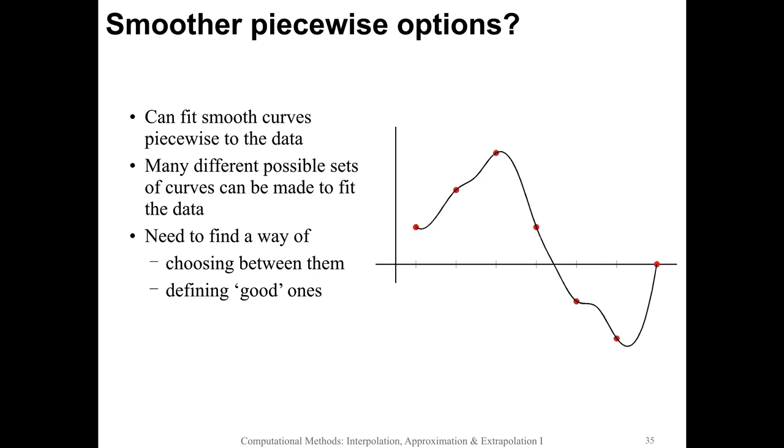So the next question we can ask is whether there are some other options that are a bit smoother but still piecewise. In other words, can we get a set of smooth curves that we can fit piece by piece along the intervals of our data? Now the slight difficulty here is that there are lots and lots of different types of curves that can be made to fit our data, and that's illustrated on this slide here. And we need to find a way of choosing between them, in other words trying to decide what are good curves and what are not such good curves.